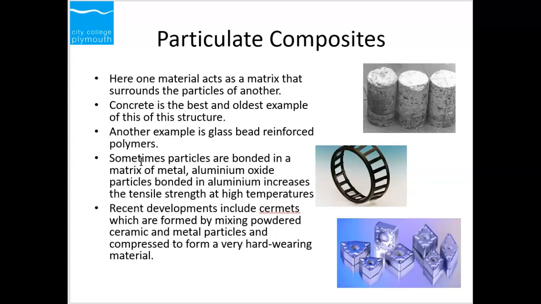Some particles are bonded in a matrix of metal, such as aluminium oxide. Particles bonded in aluminium will increase the tensile strength at high temperature. Now, then we have the cermets, which are formed by mixing a powdered ceramic material and metal particles and compressing them together. Cermets have very high wear resistance. Hence we use them as tooling material for CNC.